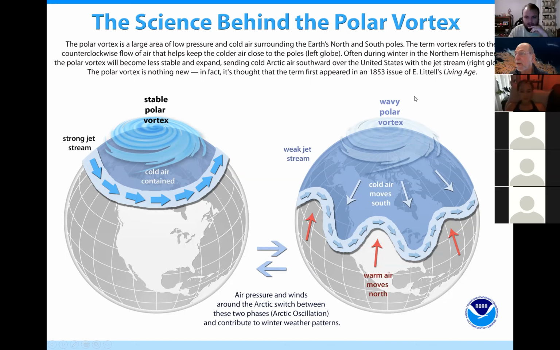Any questions? Joseph, go ahead. So that's why you see the big V shape in the temperature maps, is because of the meanders of the jet streams. Yeah. Okay.